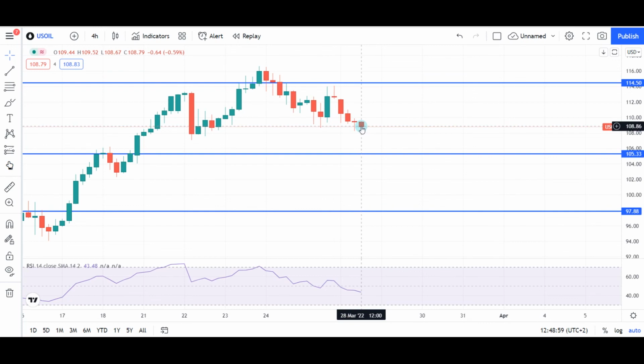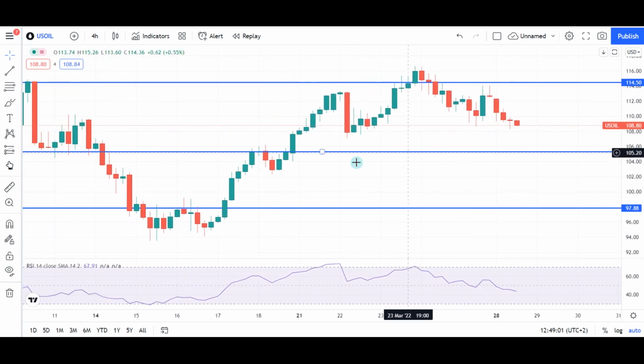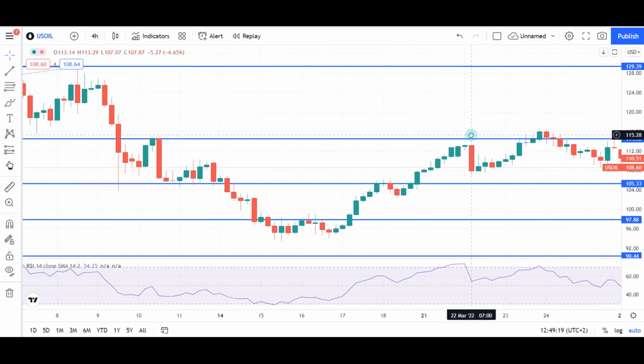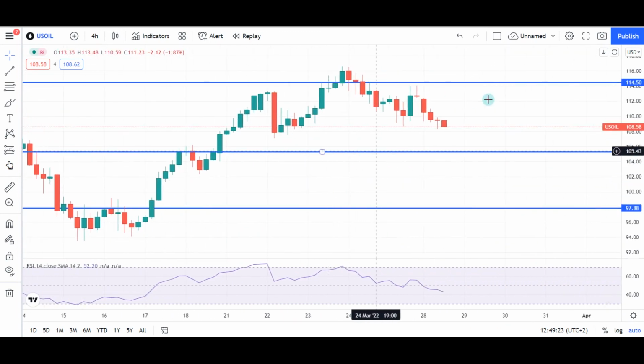environment for US oil. As you can see here, it's already rising, and right now the market is pricing in a new high. The critical level is 108. If it passes, as you can see here, then we may test the 105 level. Similar to this one, a short sale can happen on US oil.